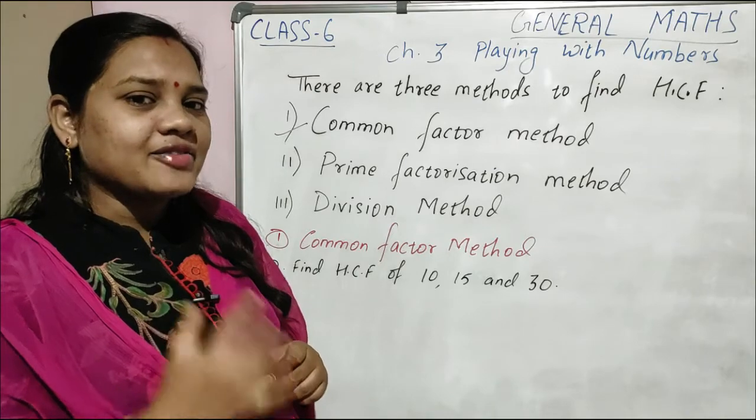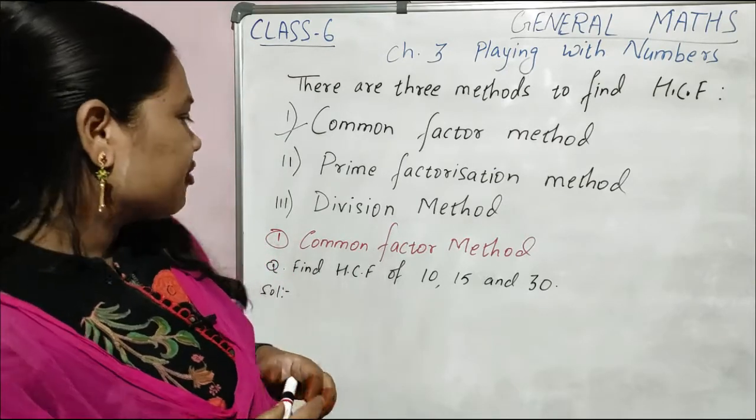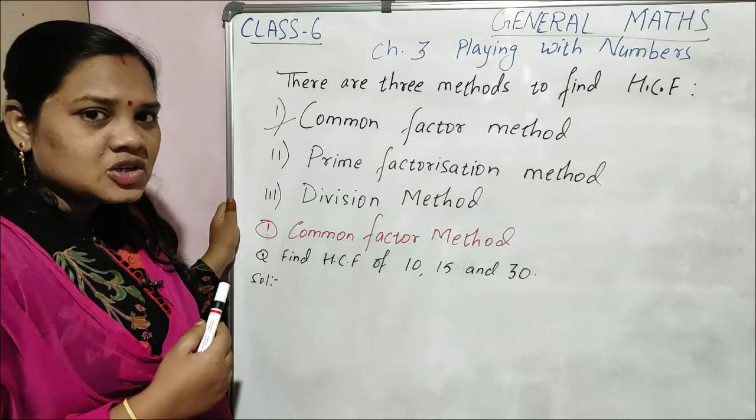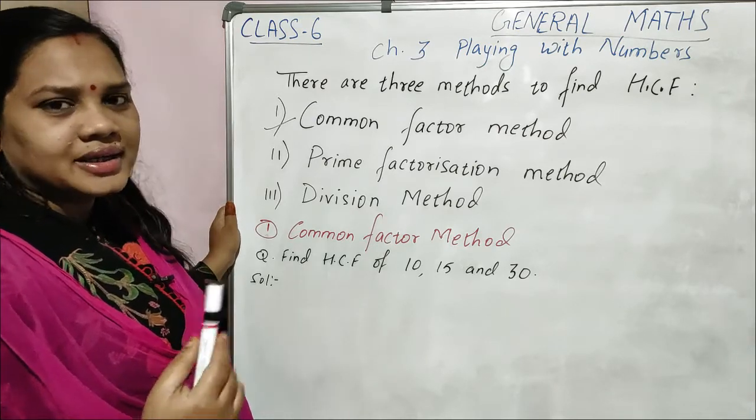After finding prime factorization of given numbers, we will find out the HCF. Third one is division method. By use of division method also we can find out HCF of the given numbers. Clear children? So we will discuss all these 3 methods one by one in detail.